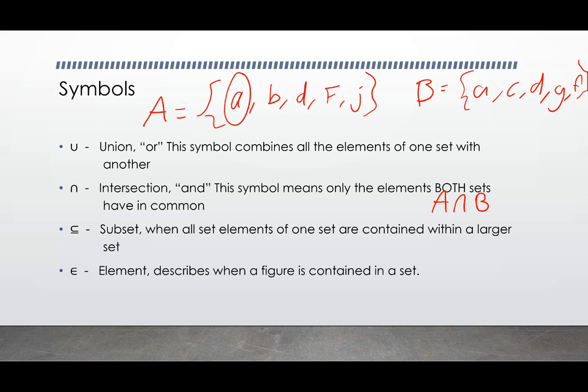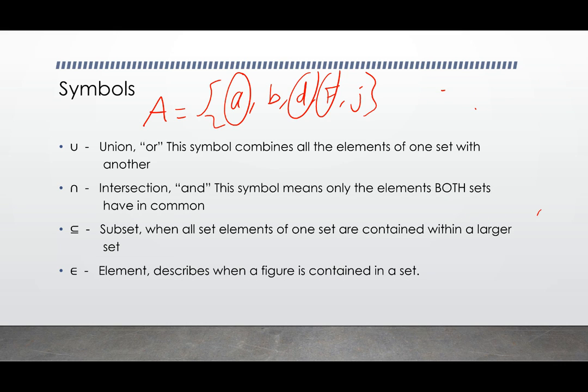Both sets have an A in it, so this set would have an A in it. Both sets have a D in it, so this set would have a D in it. And then both sets have an F in it as well, so then this has an F in it. So the intersection of A and B is all the elements that A and B both have in common, which in this case would be the lowercase a, D, and F, because those elements are in both sets.